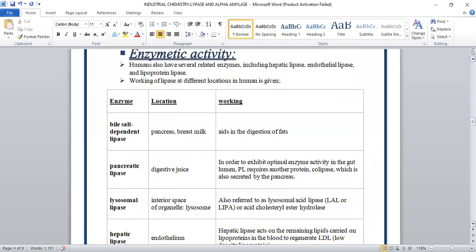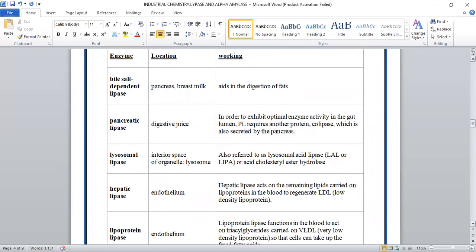Then enzymatic activity. Humans also have several related enzymes, including hepatic lipase, endothelial lipase, and lipoprotein lipase. So the working of lipase at different locations in a human is given. I'll discuss them one by one. Bile salt dependent lipase is present in the pancreas and our breast milk. It aids in the digestion of fats.